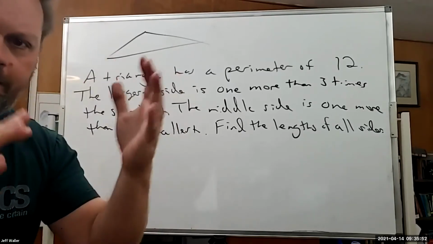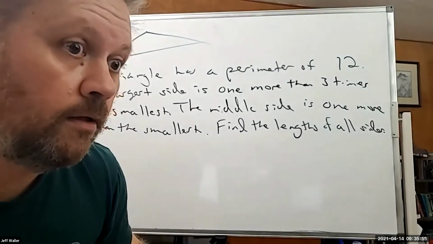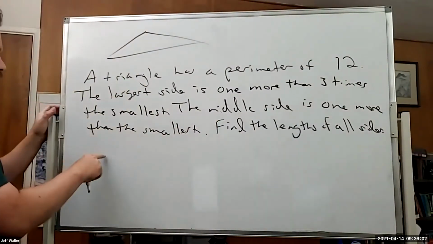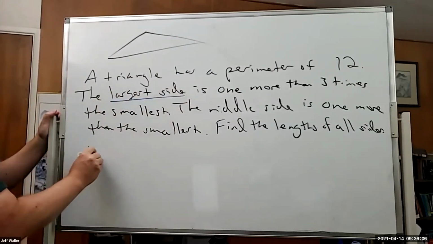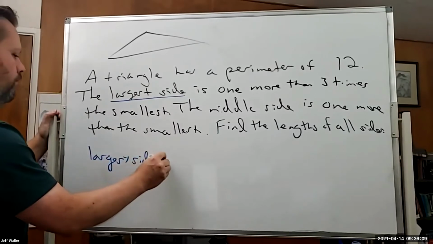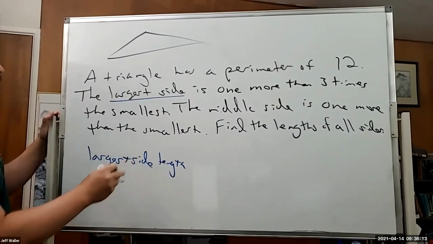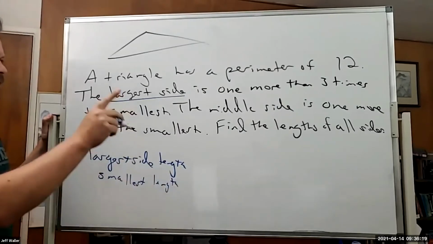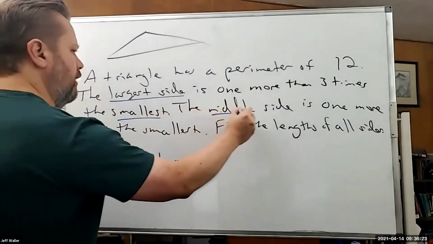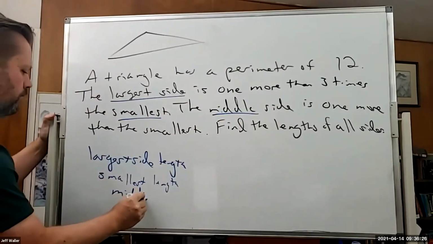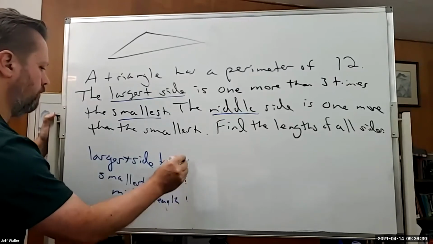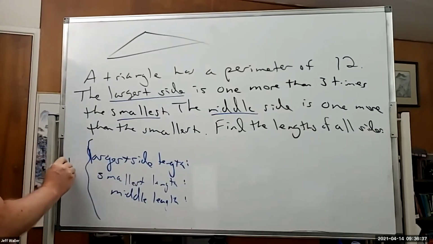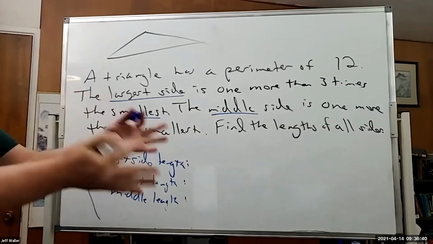Three, and those would be the three sides. So we've got the largest side length, the smallest side, and the middle side. I want to use the exact same language. So these are the players, the parts, the things involved.